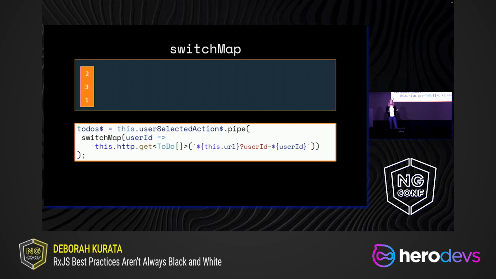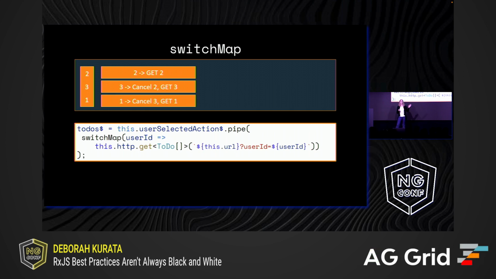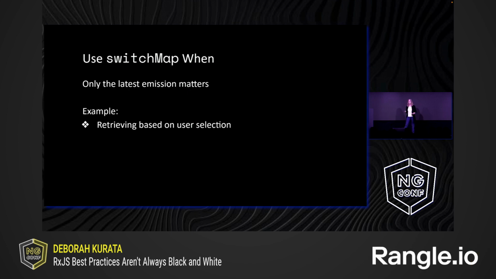So again, walking through our scenario, I pick the first one. It cancels the getting of that second user, and it gets the third user, and then when I pick the first user, it cancels the third one, gets the first one, and I only end up getting the first one's data back. Did that all make sense? Yes, thank you. Okay, so we use switchMap when only the latest emission matters. So in this kind of case where a user could be making multiple choices, and also for type ahead.